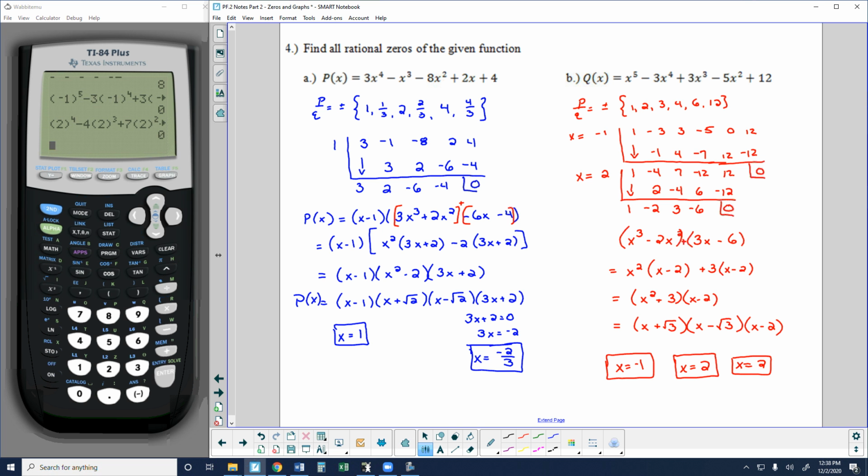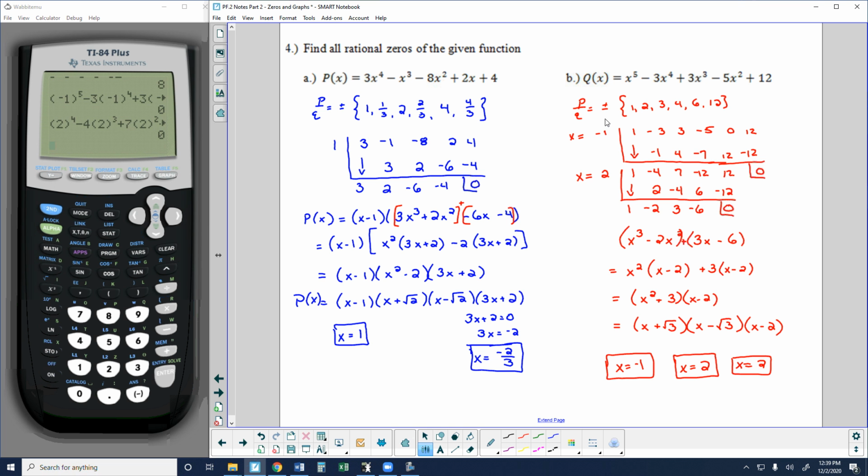We're going to see why that's important to know that it happens twice eventually here. And then I would have x equals √3 and -√3, which both of those would be irrational, so I would not need to include those. Okay? So what we did, again, was we used the possible rational roots theorem to identify numbers that could be rational zeros for our function.